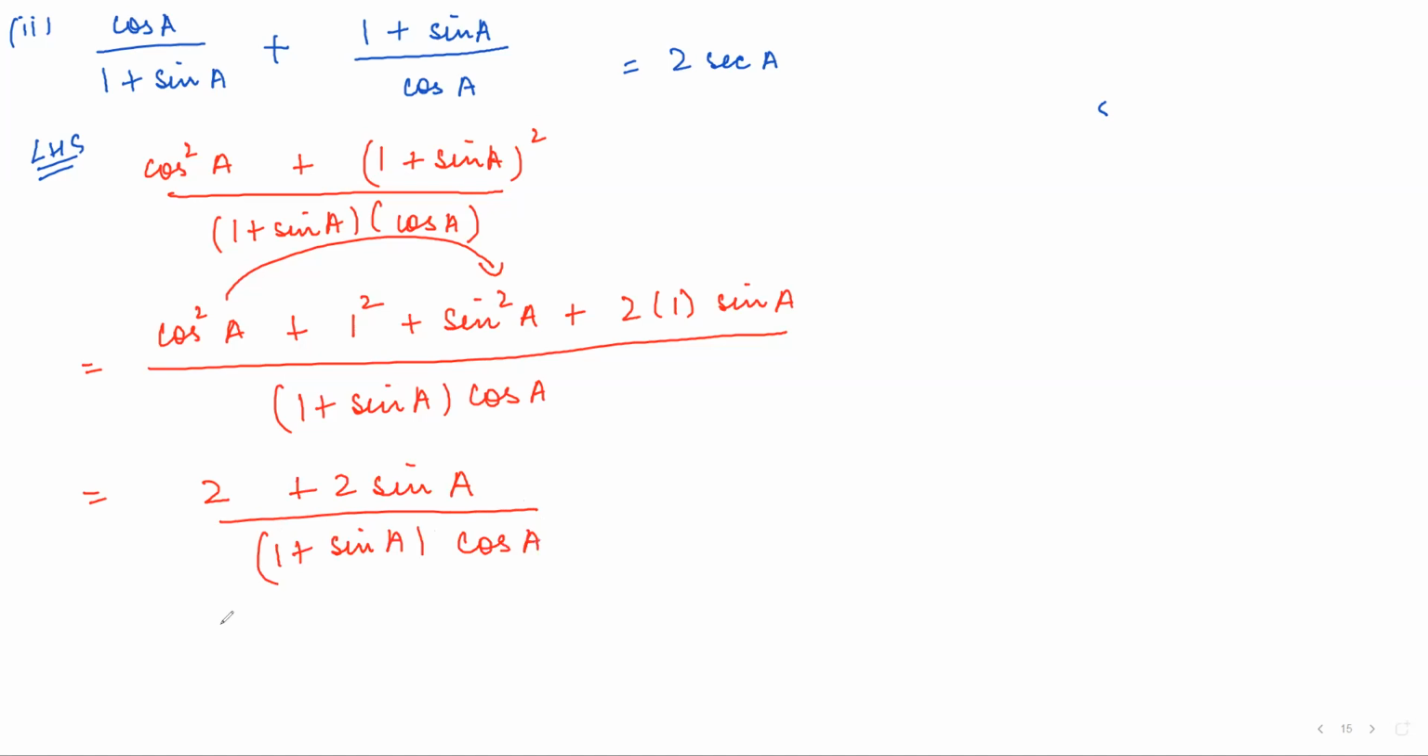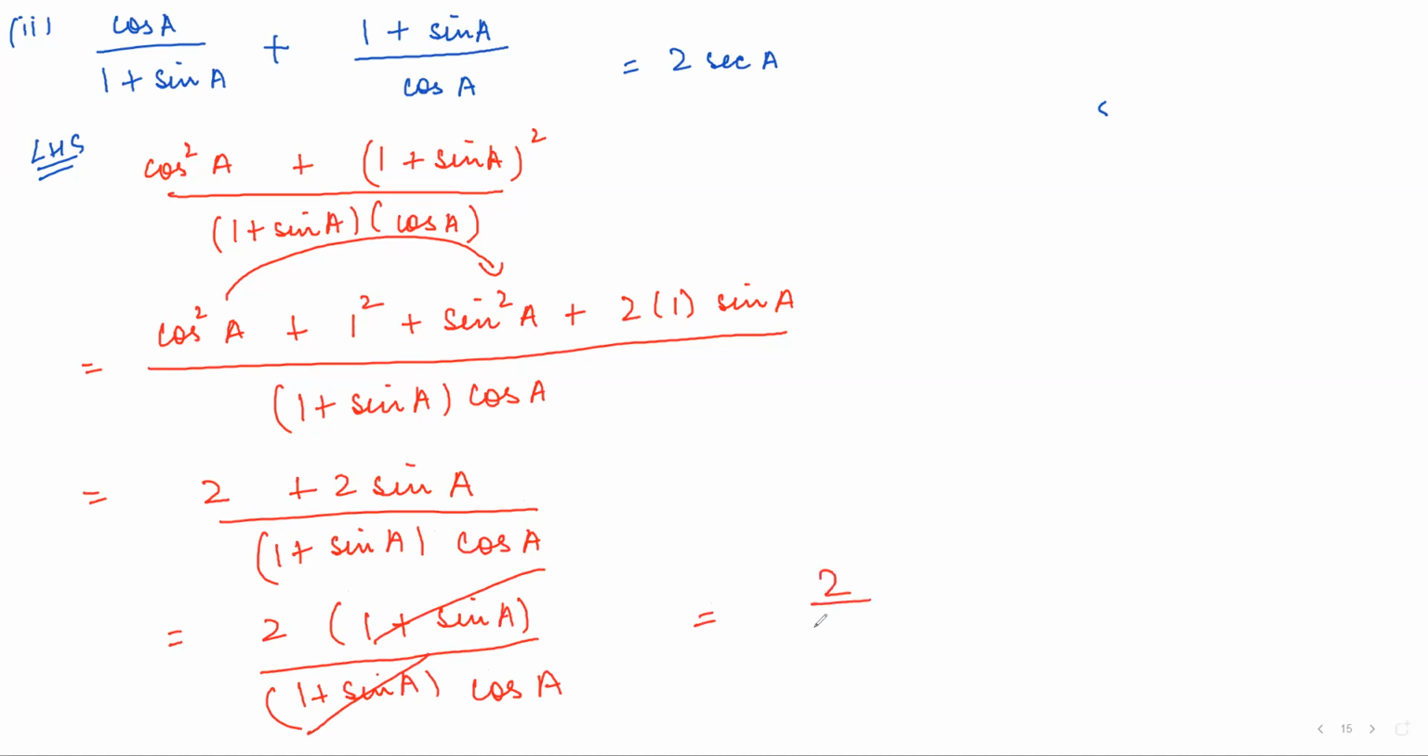I hope you have understood, right? Now take 2 common, that's just a number, you can take it out. 1 plus sine A divided by 1 plus sine A into cos A. So this whole bracket actually cancels out. You are left with 2 upon cos A, and 1 upon cos is sec. So 2 sec A. So that is equal to your RHS.